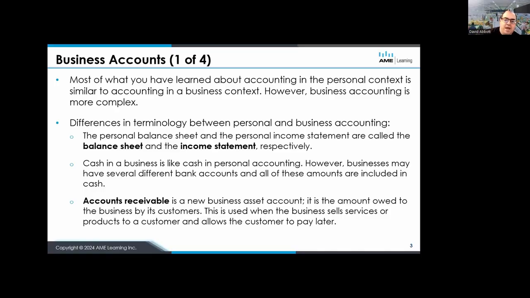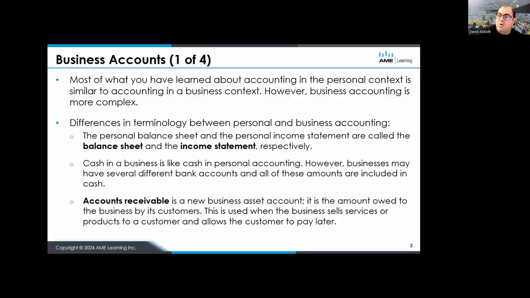Cash in a business is like cash in personal accounting. However, businesses may have several different bank accounts, and all of those amounts are included in cash. Okay, so it's possible that a business might have more than one checking account, but all of those would be listed under cash. Now, accounts receivable we have not talked about yet, but it is a new business asset account. It is the amount that's owed to a business by its customers. This is used when a business sells services or products to a customer and then allows the customer to pay later. And so that we'll talk about.